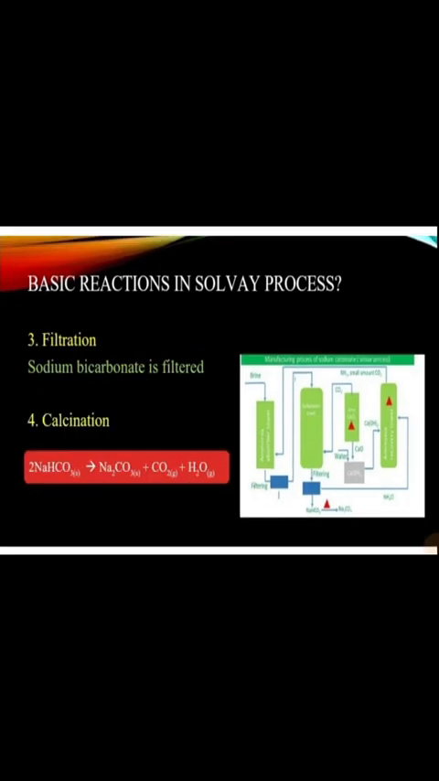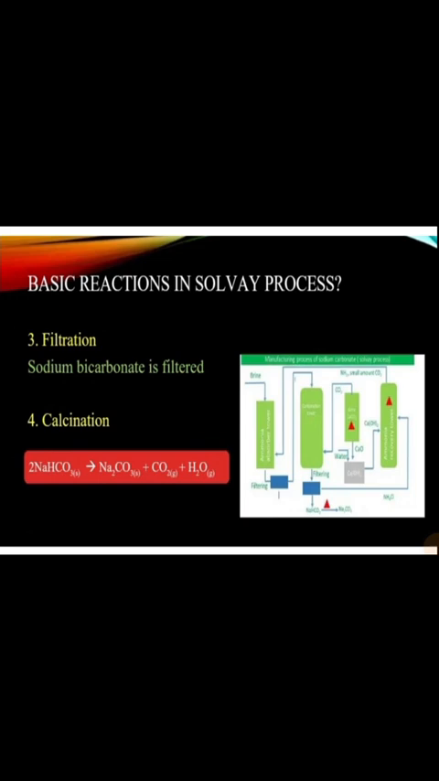So this will be filtered. It is in solution form, so it will be filtered, and sodium bicarbonate is obtained. Sodium bicarbonate is called baking soda. If we need baking soda, the procedure will be stopped here. But as we are going to produce washing soda, calcination is done. Calcination is heating in the absence of oxygen or air.